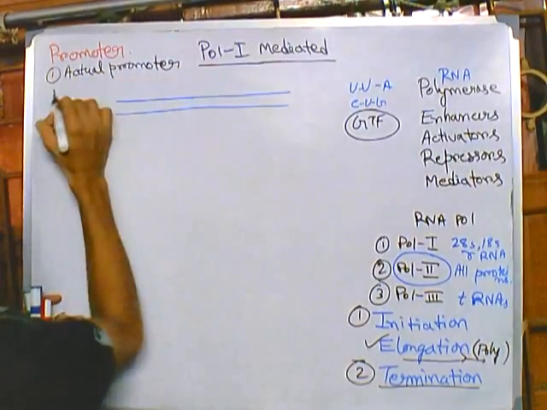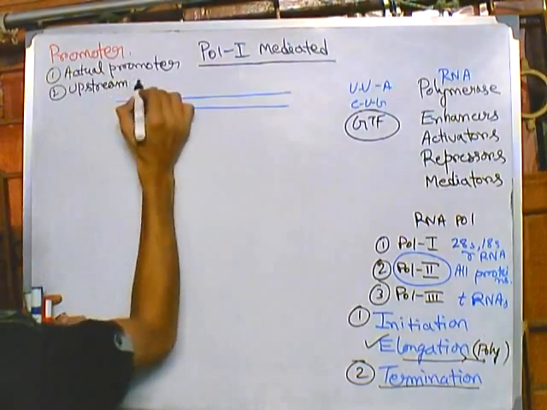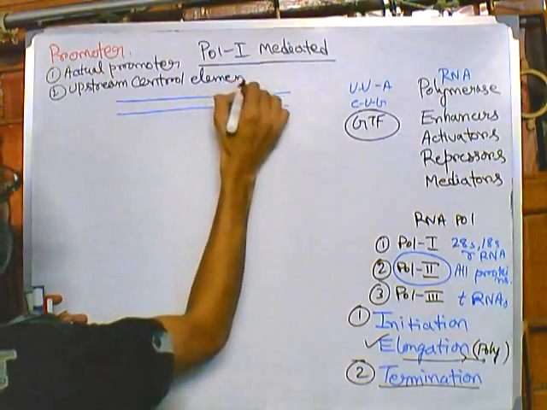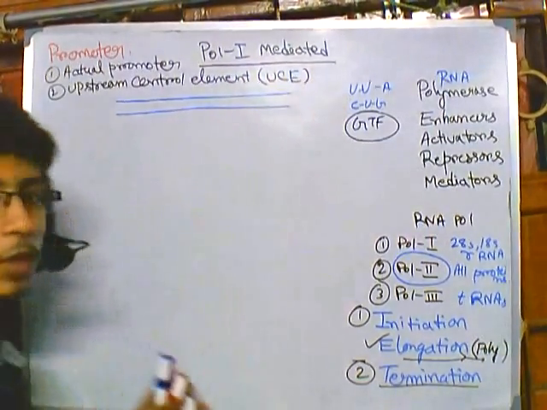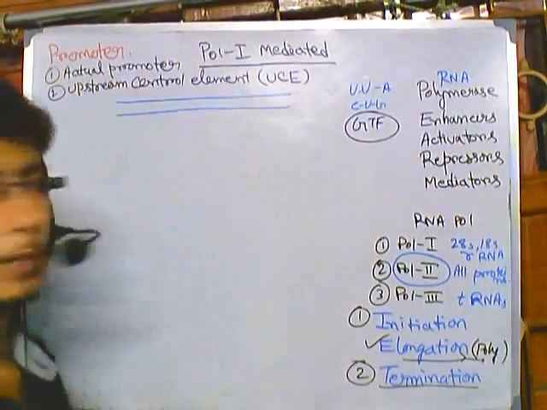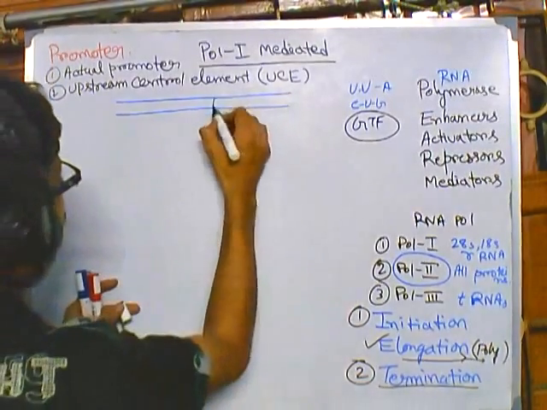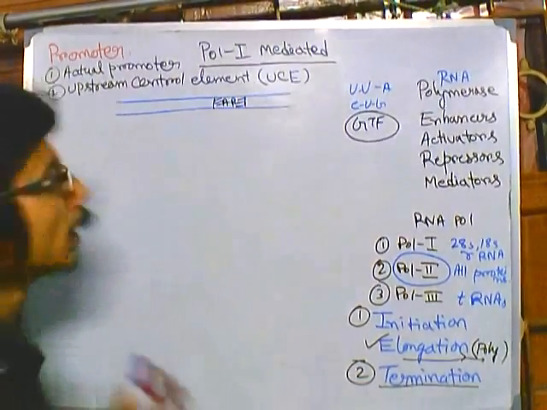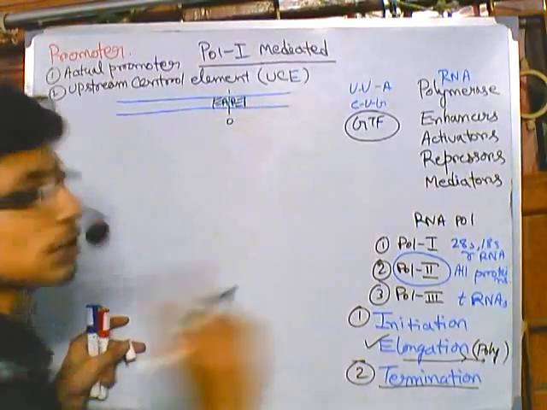Another one is called upstream control element, or UCE, and the first one is the actual promoter. So if this is the DNA, we can find somewhere here the actual promoter. This is the actual promoter region. Suppose this is in between somewhere here. This is the start point.